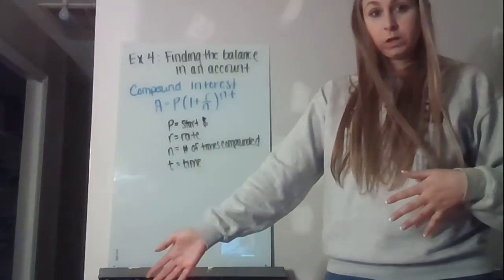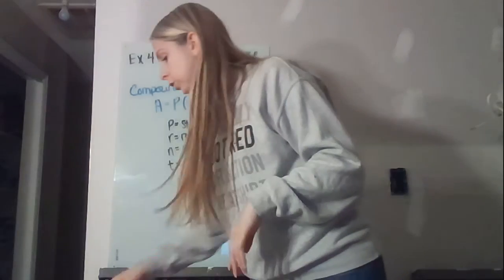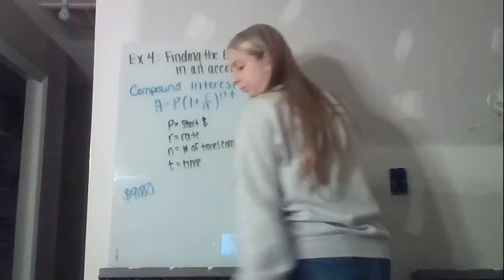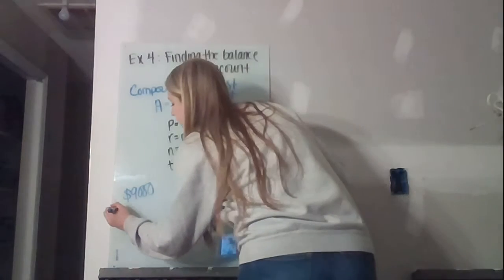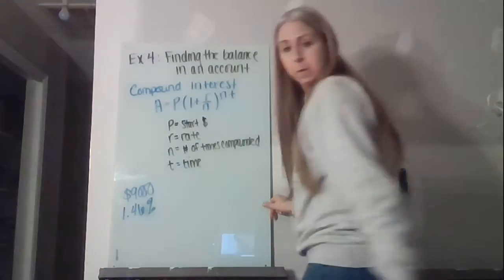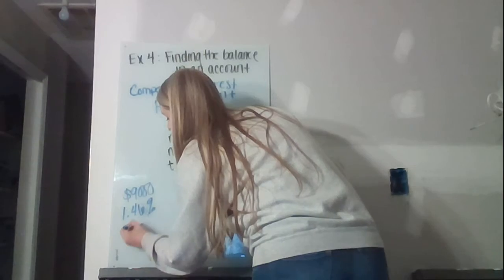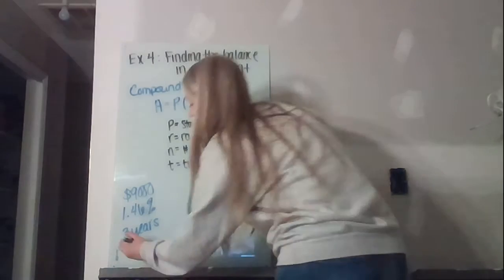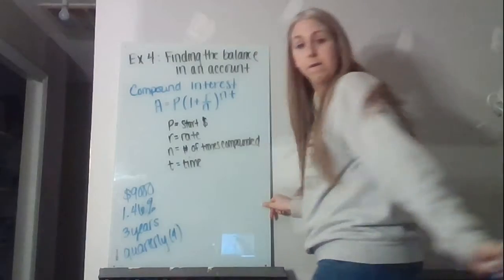So again, I'm just going to read what we're doing and we'll use that formula to apply it to the word problem. So it says you deposit $9,000 in an account. The account pays 1.46% annual interest. Find the balance after 3 years if the interest is compounded quarterly, which we know quarterly is 4 times.